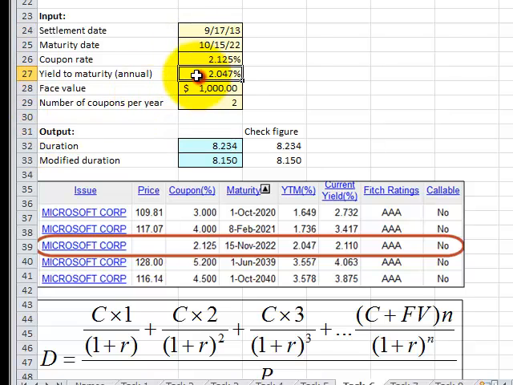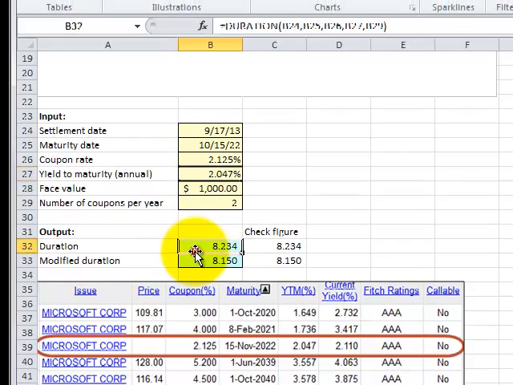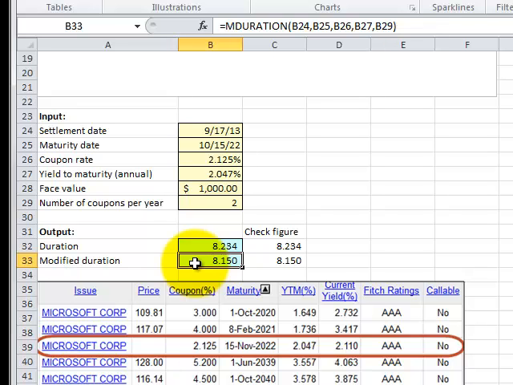Because we already have the yield on the bond, here in cell B27, we can proceed directly to the duration and modified duration equations. We do not have to calculate the yield first. We're already given the yield. So the process here is identical to task 5 once we had that yield calculated in task 5. Next, we'll have a look at task number 7.